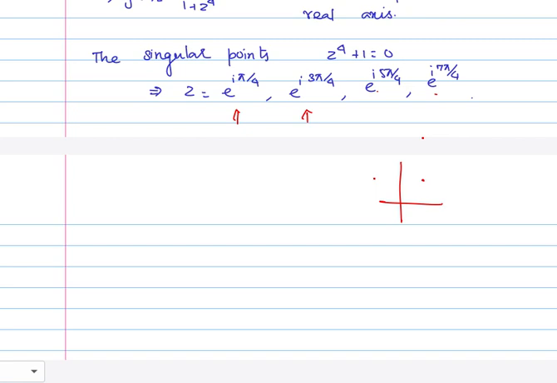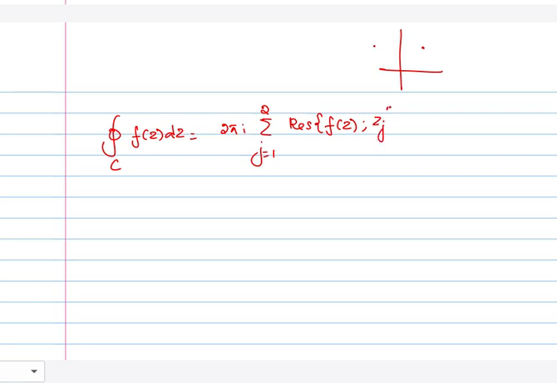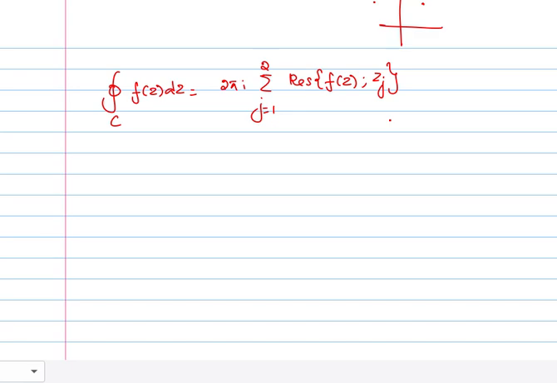So our integral over C of f of z dz equals 2 pi i times the summation of j equals 1 to 2, because here there are only 2, of the residue of f of z at zj. So zj is, one, exponential of i pi by 4, and the second one is exponential of i 3 pi by 4.